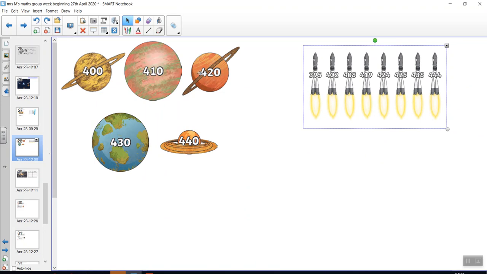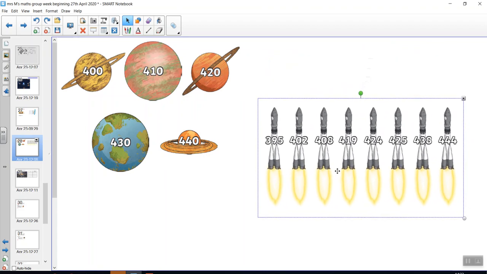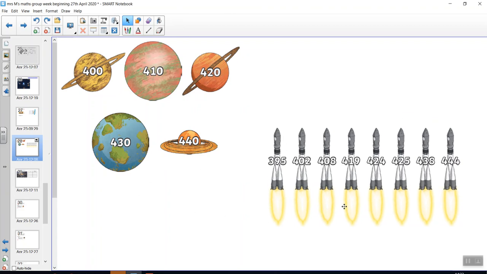400, 410, 420, 430, 440. And we have some rockets. Each of the rockets will land on the planet that will round to that value on the rocket. So we have to round each of the rockets to the nearest 10, and that will show us which planet the rocket is heading for. So I want you to pause the video and have a go at working out which rocket goes on which planet.